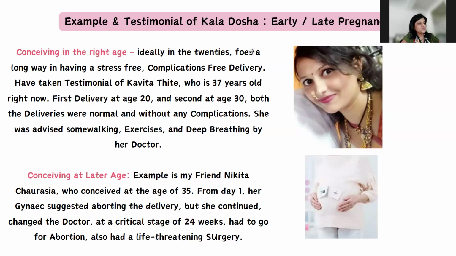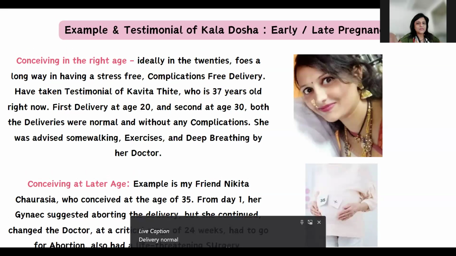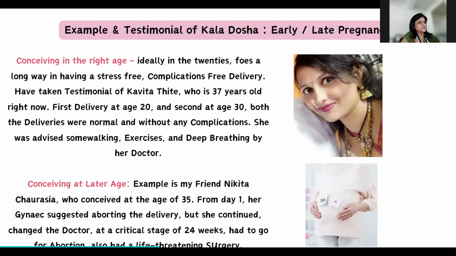So this is the analogy of Kavita. She has had two pregnancies, both normal. And the other example I've taken is of my friend who conceived very late, and it was so life-threatening that at 24 weeks she had to get operated at a very critical stage, and she had almost lost her life because of that. So here I've taken the testimonial example for Kala dosha, that is late pregnancy.